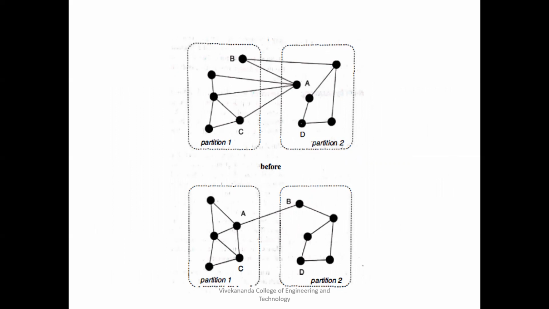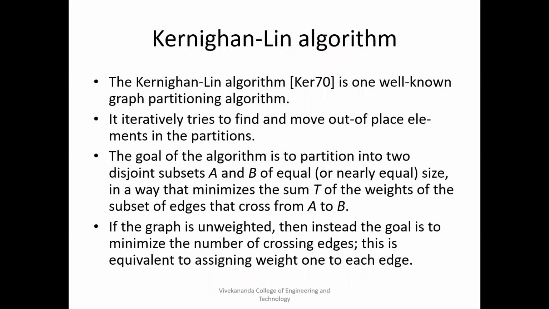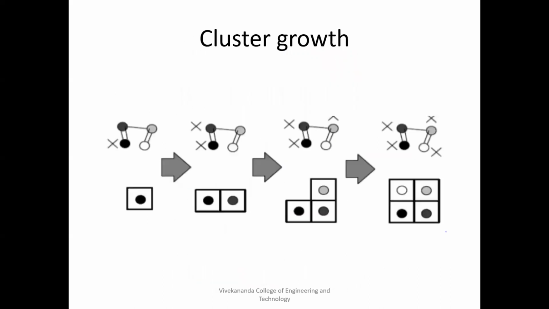The number of connections between these two partitions will be 5. And if you properly place A and B, that is, you shift the position of A and B, the number of connections between the two partitions reduces to 1. So the out-of-place elements are correctly partitioned by using this algorithm.